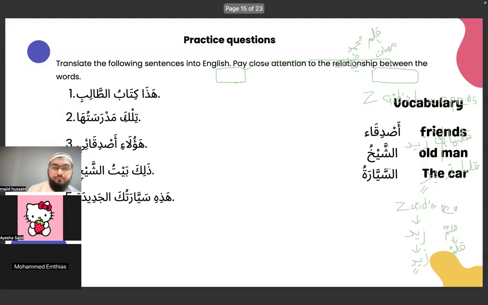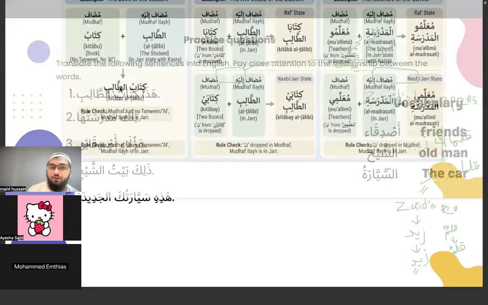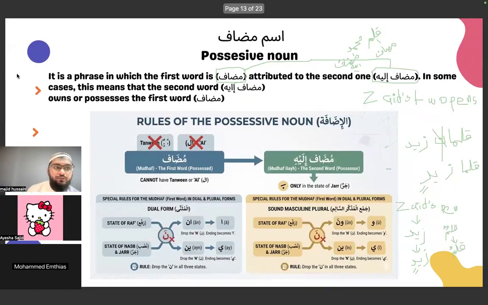Okay, here are some examples. Hatha kitab al-talib. But let's do one more example of a singular thing. Okay, I will just write here.